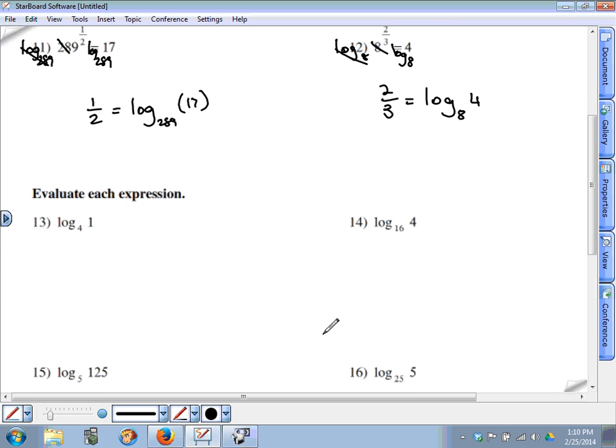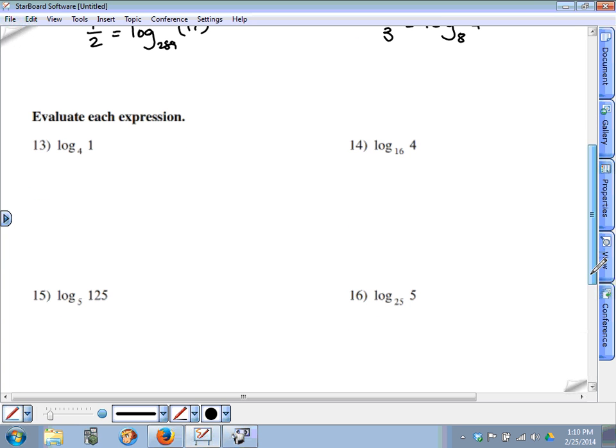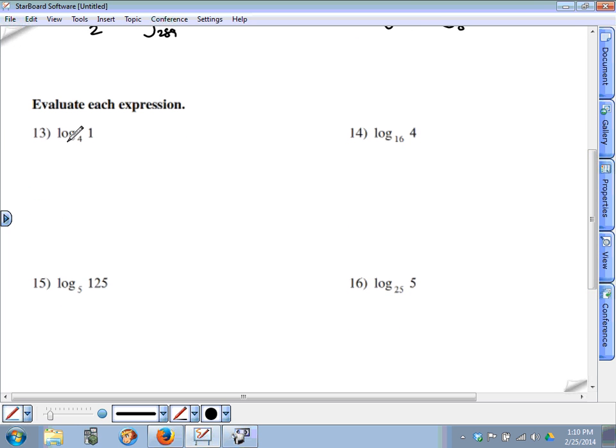So now this next section is evaluating logarithms using properties of logarithms. One of the properties that we talked about is, regardless of the base, the logarithm of 1 is always equal to 0. Log base 16 of 4. The trick here is to try to change the 4 into 16 to some power. So 4 is the same as 16 to the 1/2 power, because the power of 1/2 is just a square root. The square root of 16 is 4. Now that we have matching bases, the answer is 1/2.